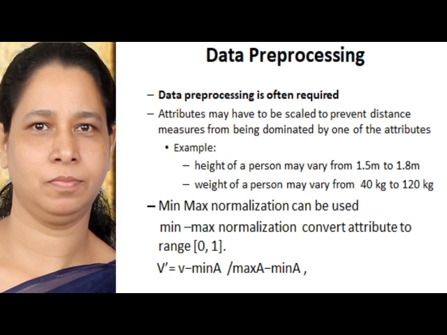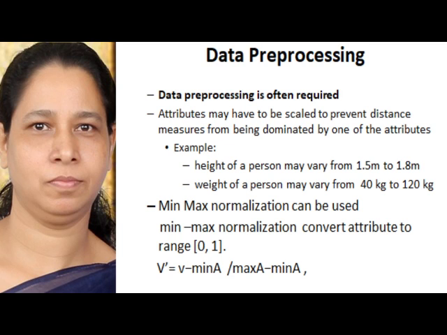Now some pre-processing steps are required if we want to give equal importance to all attributes. There are attributes with a different range of values. For example, height of a person may vary from 1.5 meter to 1.8 meter. Weight of a person may vary from 40 kg to 120 kg. Attributes may have to be scaled to prevent distance measures from being dominated by one of the attributes.